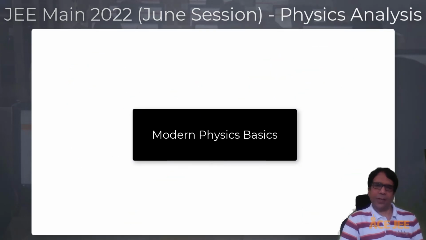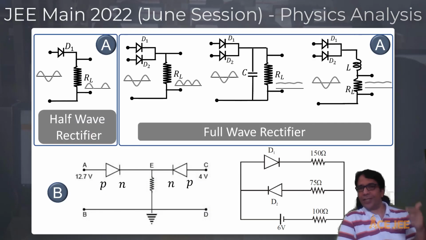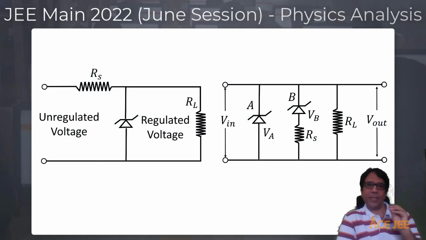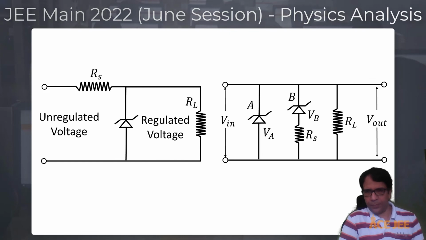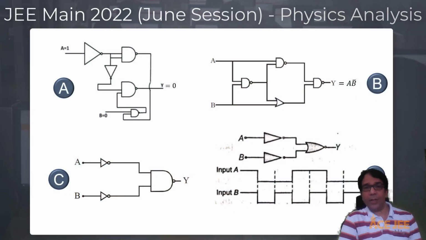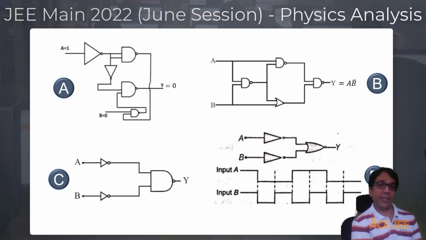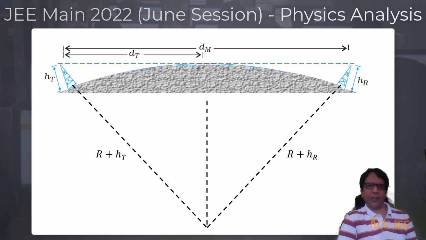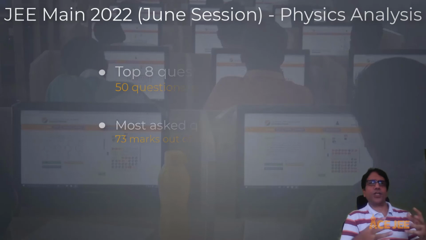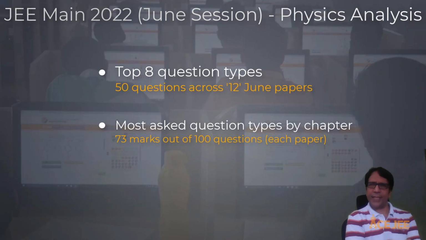Then there were a couple of questions on the modern physics basics, and then you had a couple of questions on the ideal and silicon diodes in a circuit, and there are also a couple of questions on Zener diodes in a circuit. And this time, a lesser number of questions on combination of gates, but still make sure that you pay good attention to that. And then there were a couple of questions on line of sight communication, simple questions. And that's the gist of the important or focus areas by the examiners in the JEE Main 2022 June attempt.